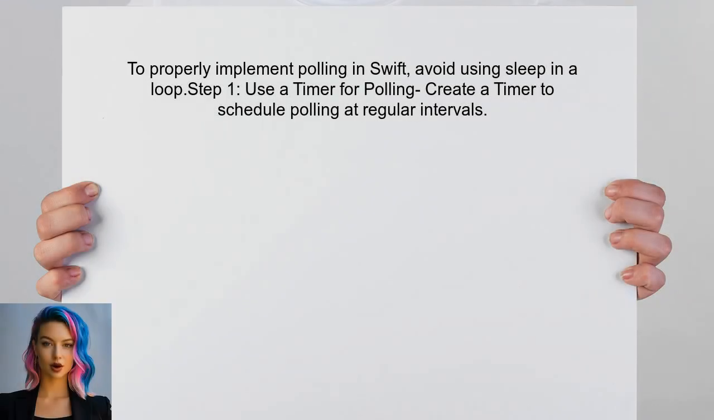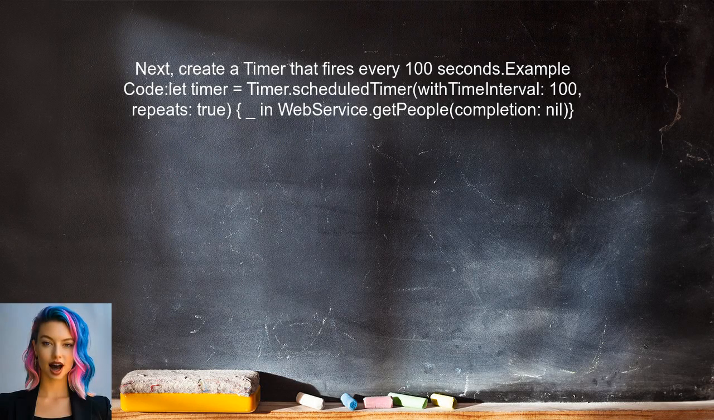To properly implement polling in Swift, the user should avoid using a sleep function within a loop. Instead, we can use a timer to schedule polling at regular intervals. Next, the user can create a timer that fires every 100 seconds. This will call the polling function without blocking the main thread.